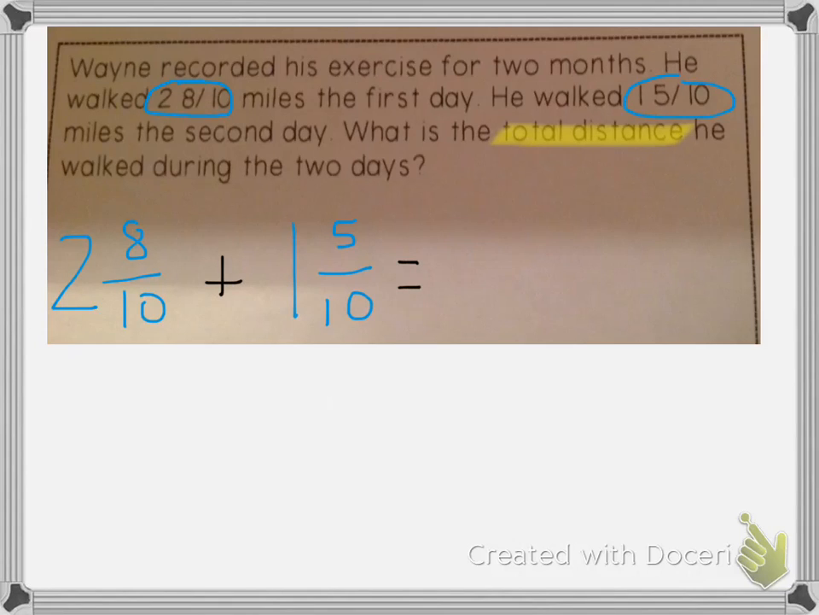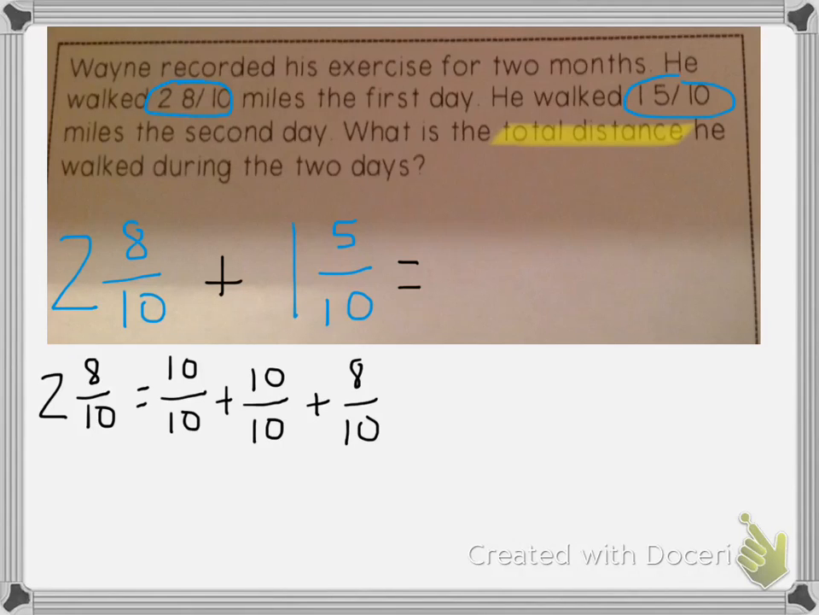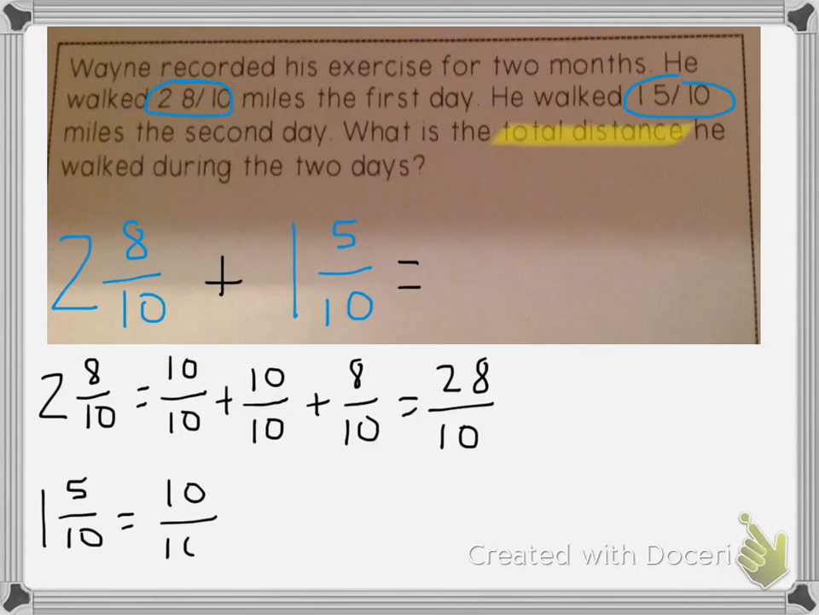So this time I'll change them to improper fractions so we can look at that. So 2 8/10, that's the same thing as 10/10 plus 10/10 plus 8/10. So 10 and 10 is 20, plus 8 is 28. And then 1 5/10 is the same thing as 10 tenths plus 5 tenths, which equals 15 tenths. So then we need to add 28 tenths plus 15 tenths.